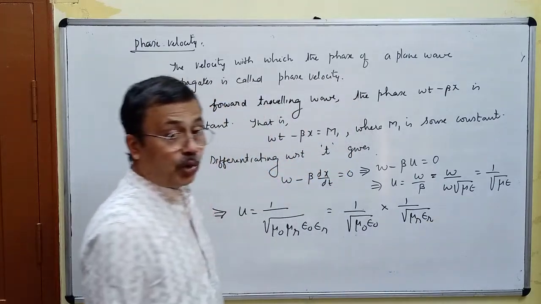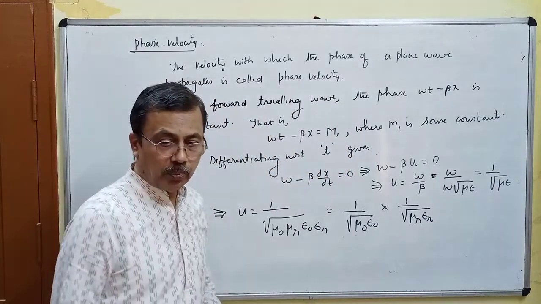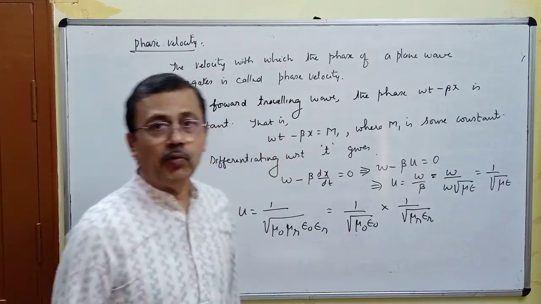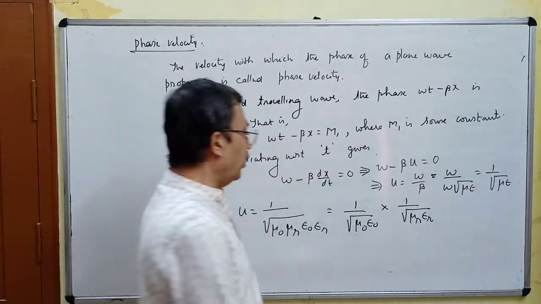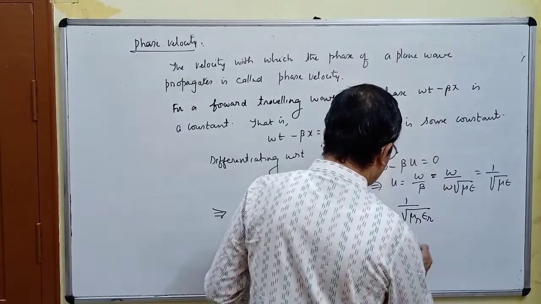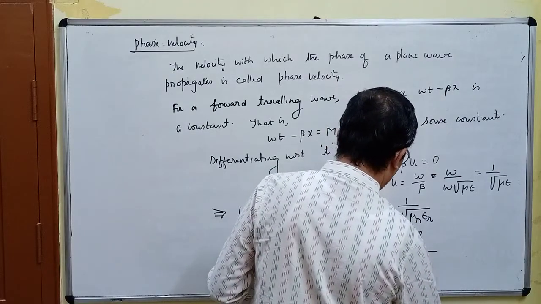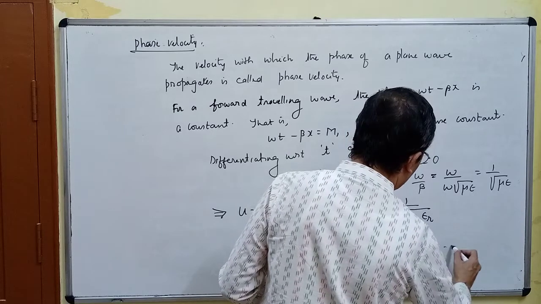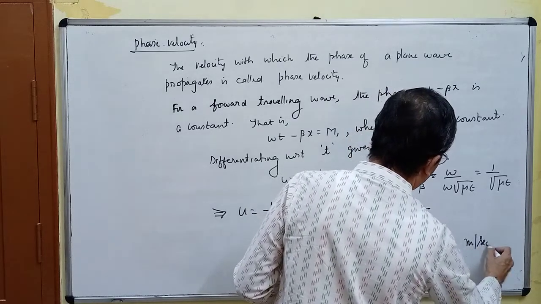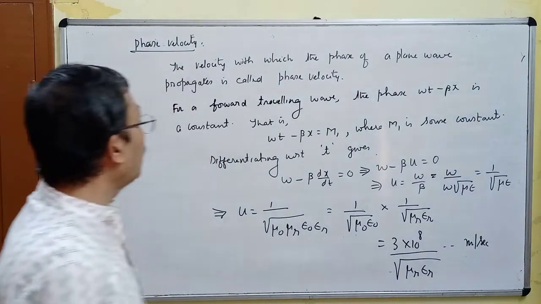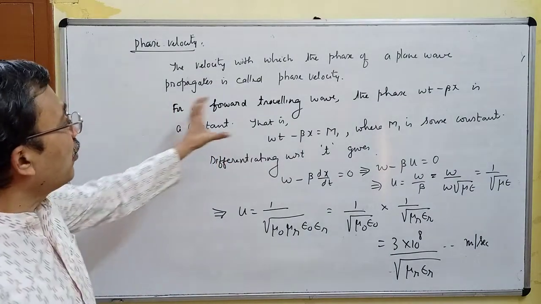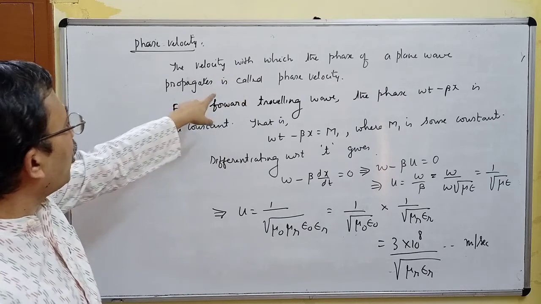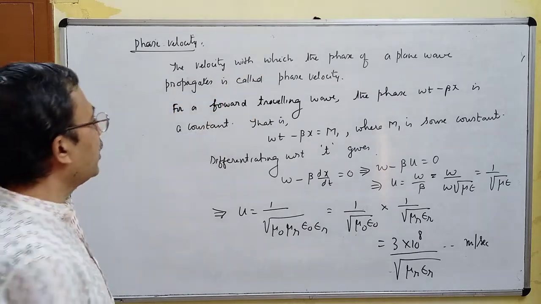If you substitute mu naught equals 4 pi into 10 to the power minus 7 and epsilon naught equals 8.854 into 10 to the power minus 12, you will get velocity of light 3 into 10 to the power 8 divided by root of mu r into epsilon r meters per second. This is the phase velocity of a forward traveling wave. So the velocity with which the phase of the plane wave propagates is called phase velocity.